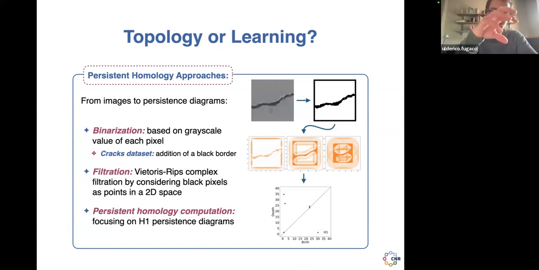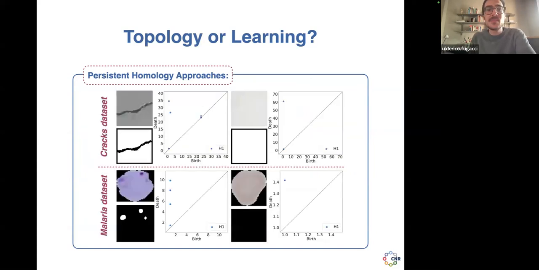The preprocessing from an image to a point cloud is done by simply performing a sort of threshold, a binarization based on the grayscale value of each pixel. So a dark pixel becomes a black pixel, while the other ones are converted to white. And just in the case of the Cracks dataset, we decided to add a black border, a sort of frame, to each image to enhance the fact that, in this way, as you can see in the cracked surface, we are able to distinguish clearly two one-dimensional cycles. Then, when we have these persistence diagrams, we perform a classification of the persistence diagrams.